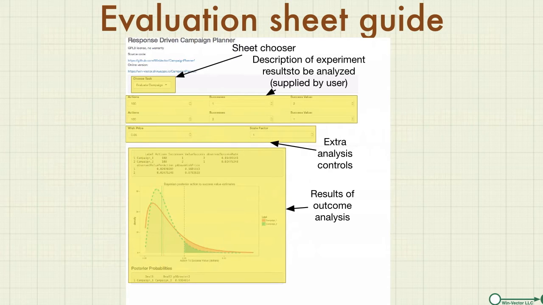For the first example, we'll use the campaign evaluation sheet. The sheet looks complicated, but there are really only a couple controls. The first one is the sheet chooser, which moves the sheet between evaluation and planning mode. The second control is where you type in your example results that you wish to have analyzed. The third control is the extra analysis controls, where you specify additional things you'd like done during your analysis. All of the rest of the sheet is a table and a graph, which are basically results of the analysis. These guides will be supplied as part of the course extras.